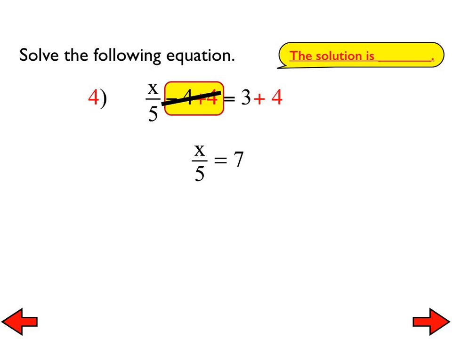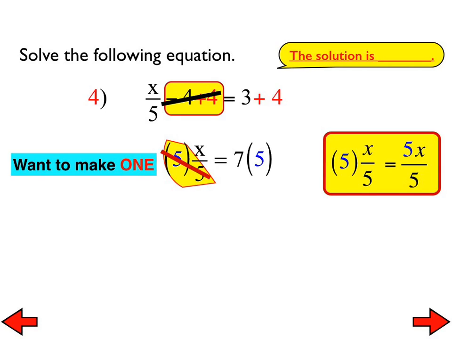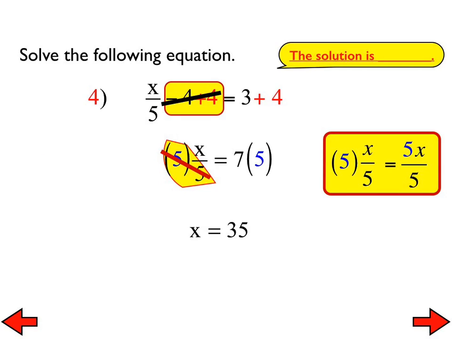Now it's a one-step equation like yesterday. X over 5 is very close to the same thing as x divided by 5. The inverse to dividing is multiplying, so we multiply both sides by 5, and we get a solution of x equals 35. Number 5.